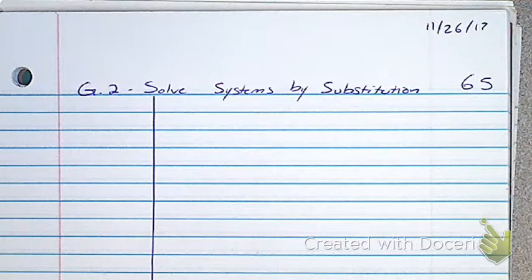Solving a system means you have two equations, both with x and y. You have to solve for x and y using those two. There's three methods. Graphing, which you guys did last Thursday. Substitution, which we're doing today. And the next one's going to be elimination, which we're going to learn either tomorrow or on Wednesday.